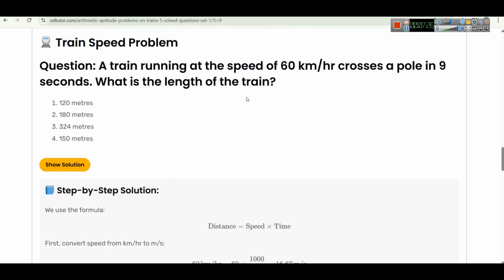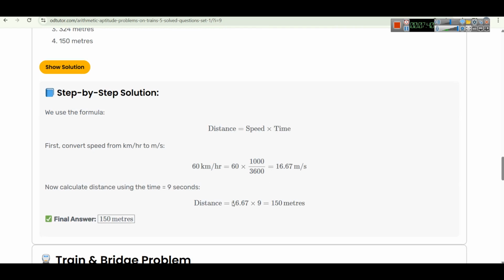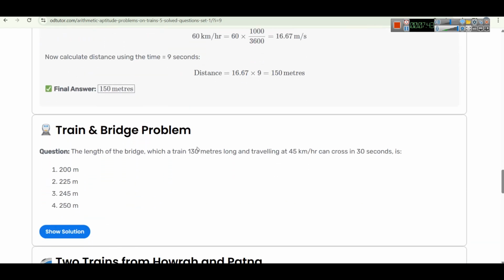What is the length of the train? Because the length of the train is actually the distance it is traveling. So from the start point of the train to the end point of the train will be the distance it is traveling to cross a pole. So that's why it will be 150 meters.